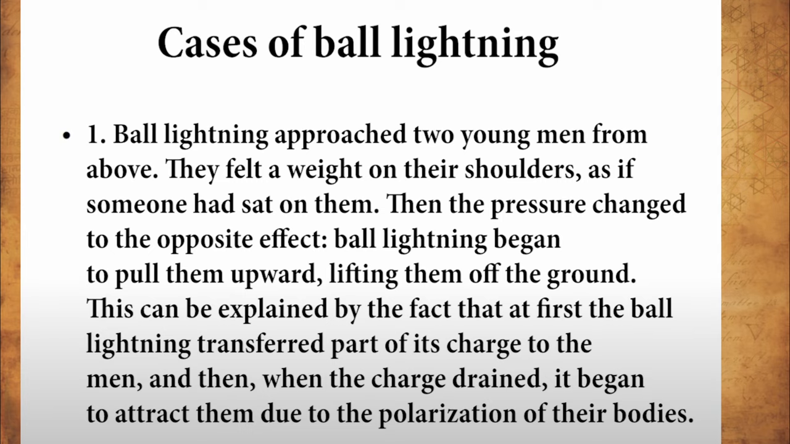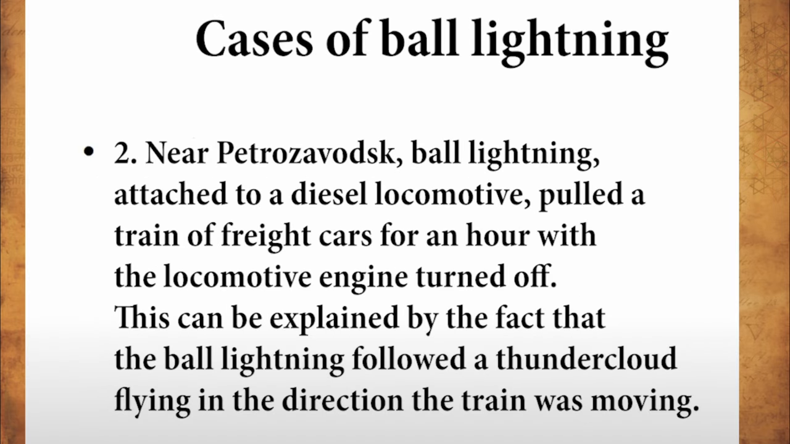In the second case, in the vicinity of a factory near Petrozavodsk, while it was raining, a ball lightning attached to a diesel locomotive and pulled a train of freight cars for an hour with the locomotive engine turned off. And this can be explained by the fact that ball lightning followed a thundercloud flying in the direction that the train was moving. So the ball lightning dragged the train along for an hour, chasing a storm, essentially.